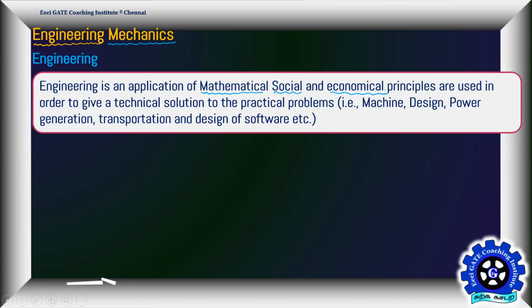That is machine design, power generation, transportation, design of software, etc. Here, the main role of an engineer is to give a technical solution to the practical problems. To do this, you should have mathematical fundamentals. You should be strong in mathematics, and in the social issues and the economical issues. Industrial, everything. By taking all into account, you need to give a wonderful technical solution to the practical problems. That is the main key to build the industries.